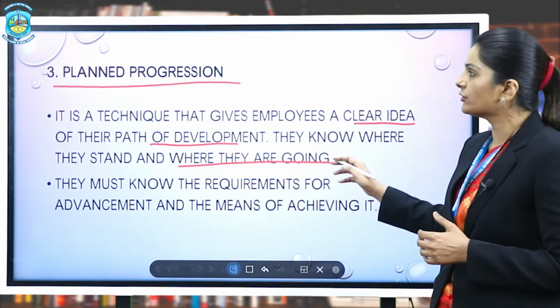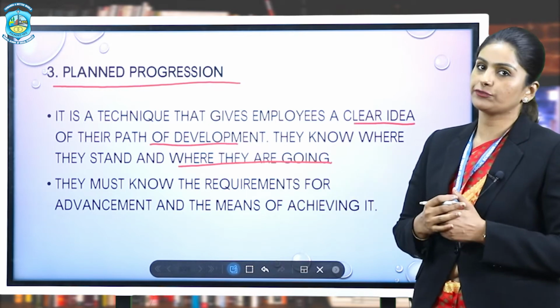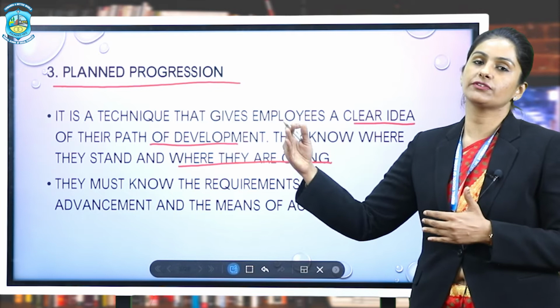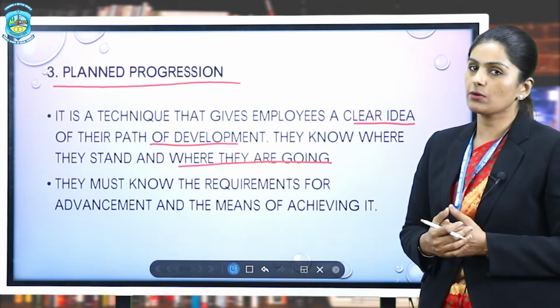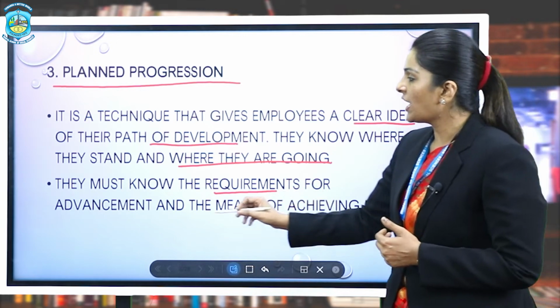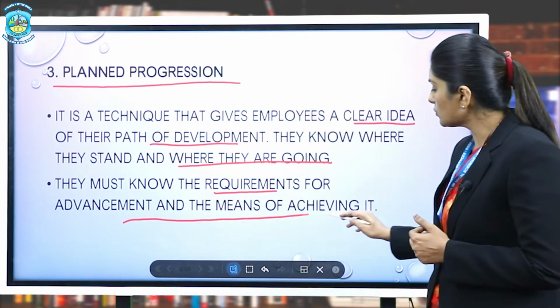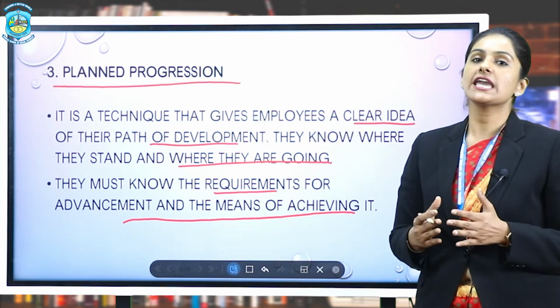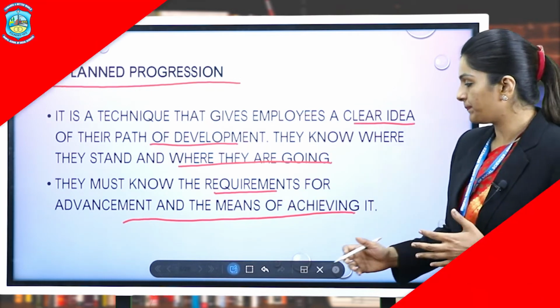So basically it draws a kind of career path for them, showing what they need to do in a particular period of time, which is expected from them in the organization. So they must know the requirements for advancement and also the means of achieving it. How are they going to achieve that in that particular period of time?